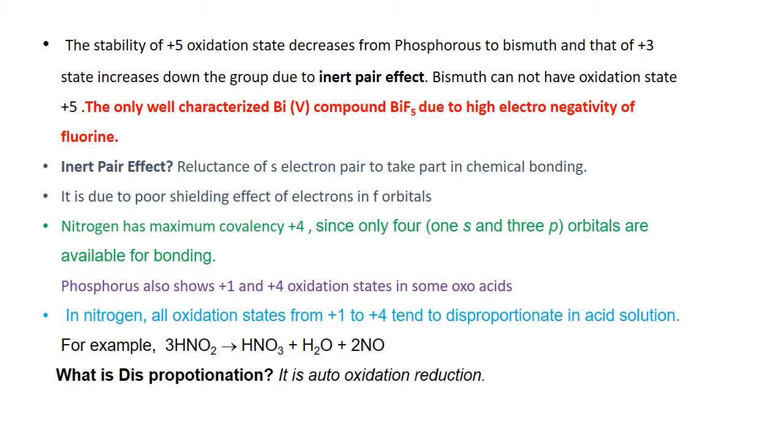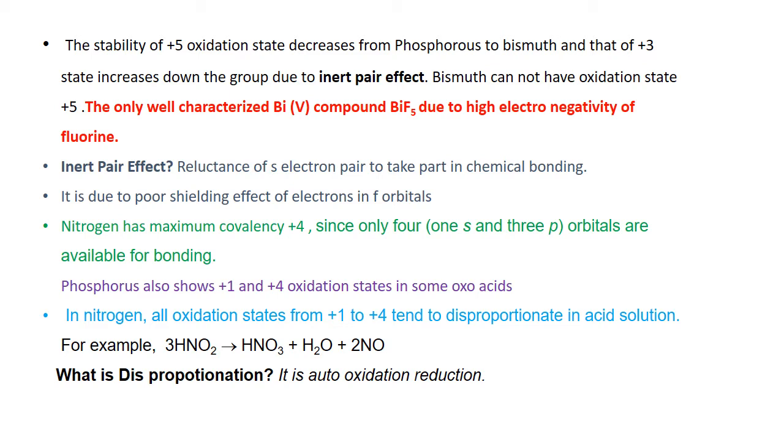What is this inert pair effect? The reluctance of the s electron pair of the outermost orbit to take part in chemical bonding is known as the inert pair effect, and it is due to the poor shielding effect of electrons in the f orbitals. The only well-known bismuth(V) compound is BiF5, and it is due to the high electronegativity of fluorine.